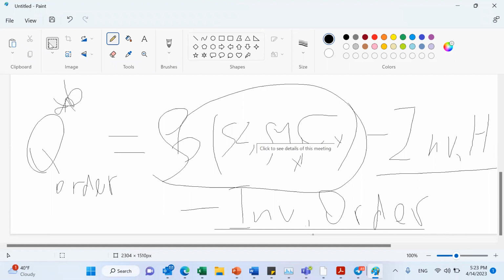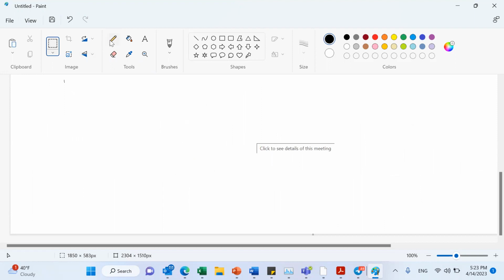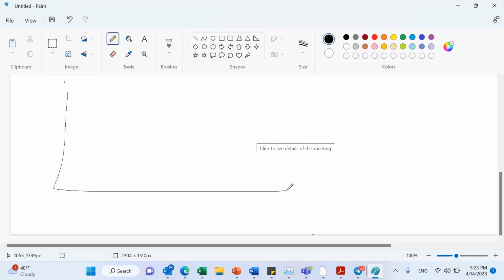Cool. So the last thing that I have to show you. Again, ideally, this is your inventory. This is your time. So ideally, inventory, we want it to look like this, right?